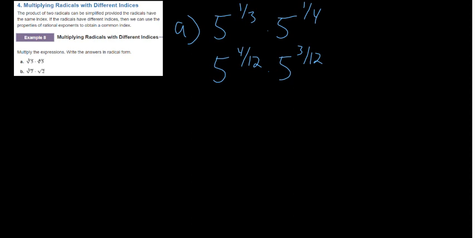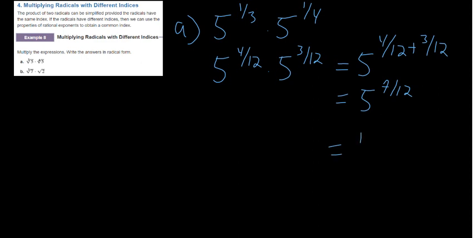All right. So what we're going to do now is combine them back. We have two exponents with like bases. So if we are multiplying that, then we just basically add the exponents together, right? So it'd be 5 to the 4/12 plus 3/12. Okay, so that's going to be 5 to the 7/12. And then we know we can rewrite 5 to the 7/12 as the 12th root of 5 to the 7th.